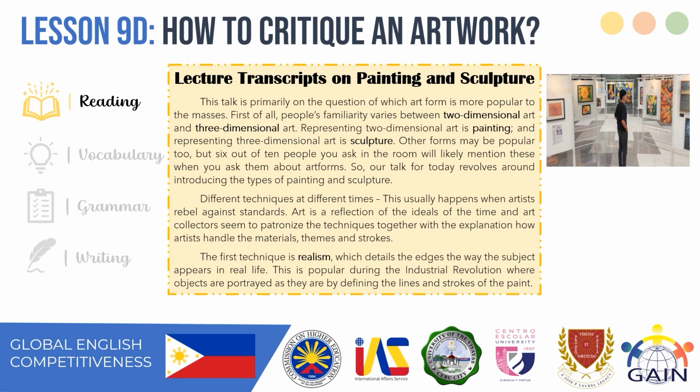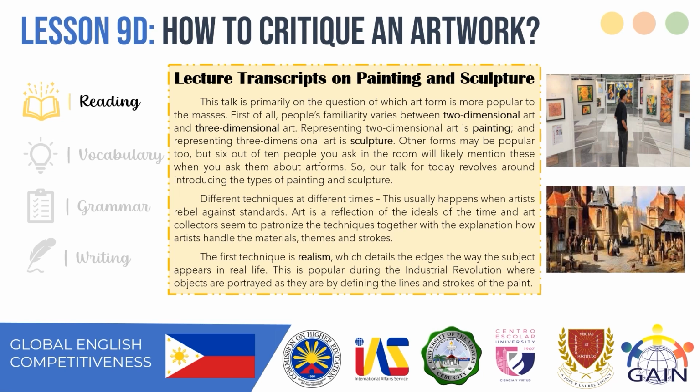Lecture transcripts on painting and sculpture. This talk is primarily on the question of which art form is more popular to the masses. First of all, people's familiarity varies between two-dimensional art and three-dimensional art. Representing two-dimensional art is painting, and representing three-dimensional art is sculpture. Other forms may be popular too, but 6 out of 10 people you ask in the room will likely mention these when you ask them about art forms. So, our talk for today revolves around introducing the types of painting and sculpture.